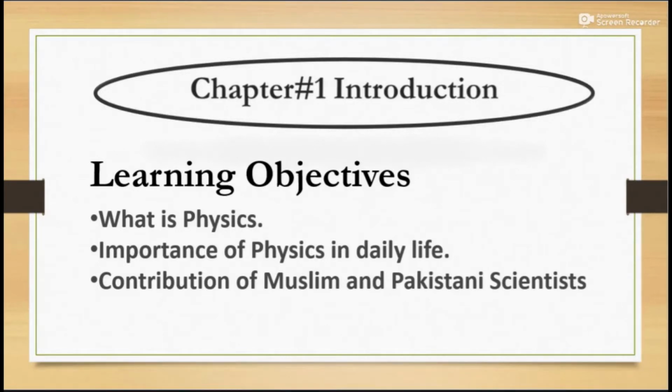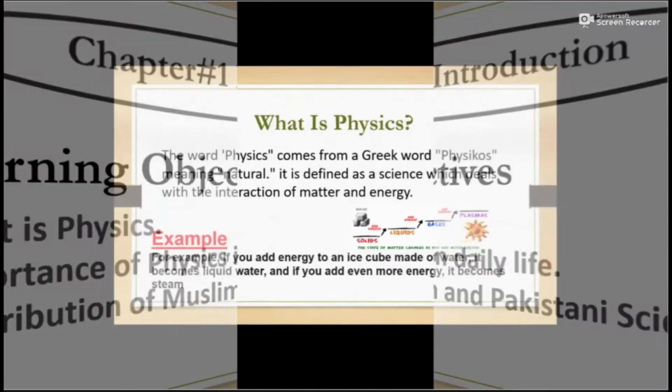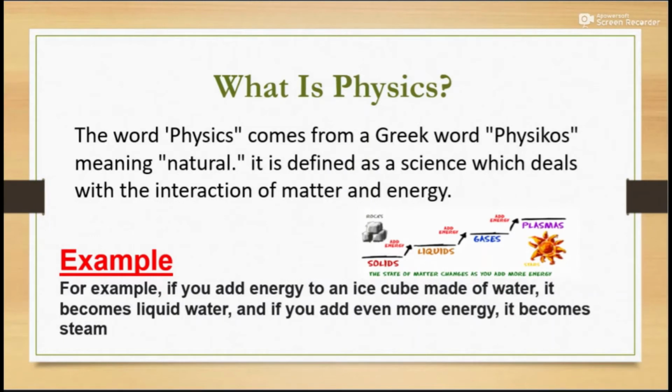First of all, we will learn about physics. What is physics? The word physics comes from the Greek word physikos, meaning natural. It is defined as the science which deals with the interactions of matter and energy. You know what is matter and what is energy.